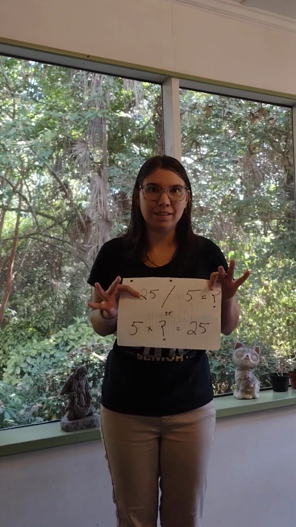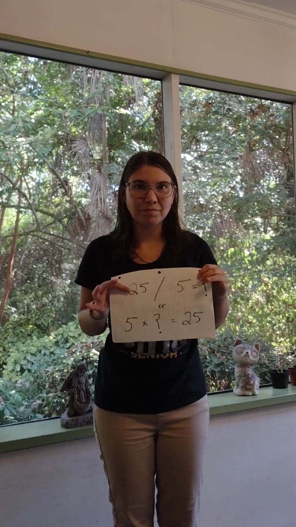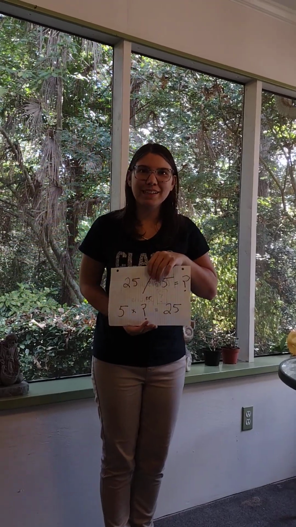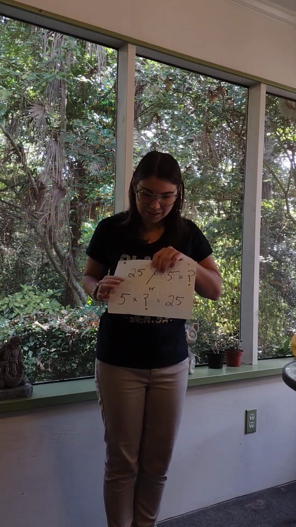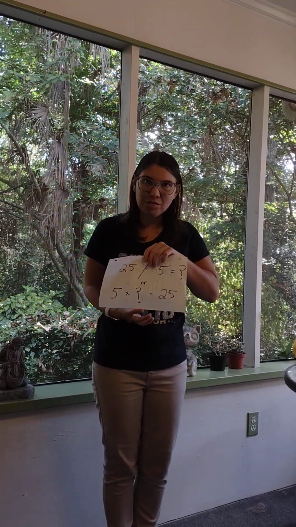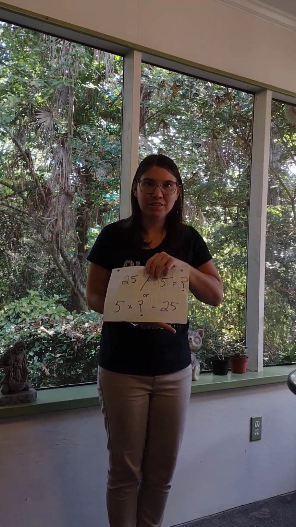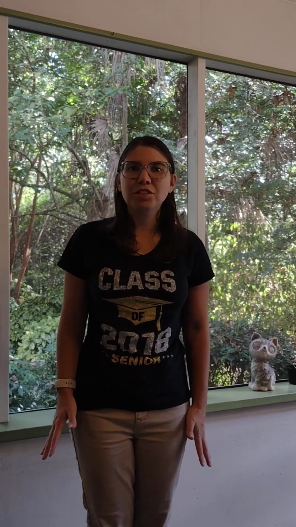Can anyone give me the number? The problem is that we have 5 rows and 25 chairs. Another way to look at this is 5 rows times how many chairs equal 25 chairs. You'll use this skill all your life.